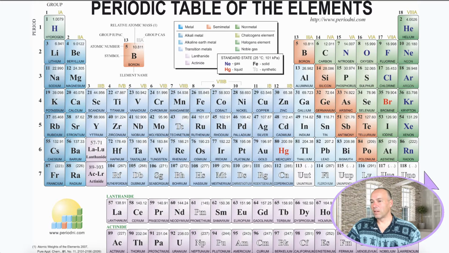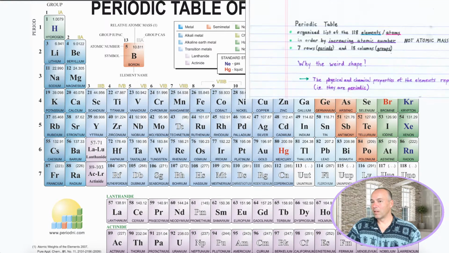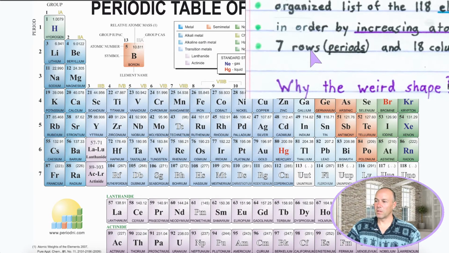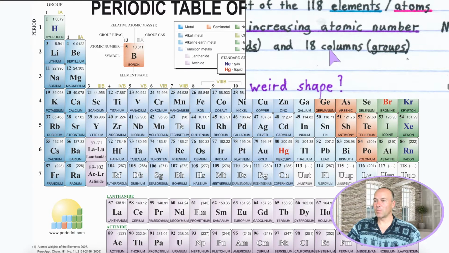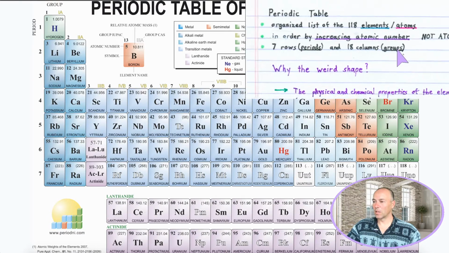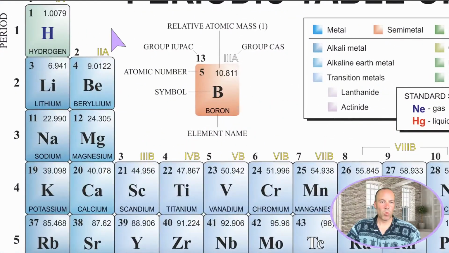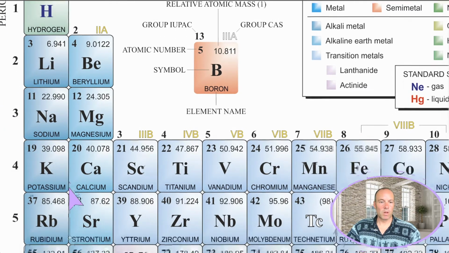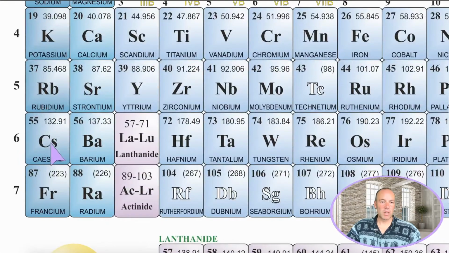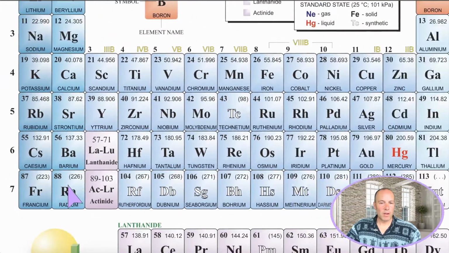Now, the table has 7 rows, which are called periods, and 18 columns, which are called groups. On this table, you can see the periods listed. So this is period number 1, this row, and then period number 2, 3, 4, all the way up to 6 and 7.